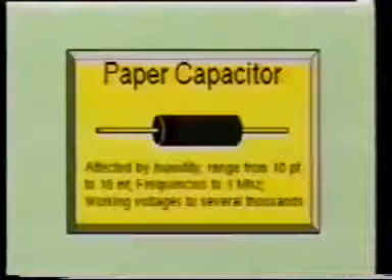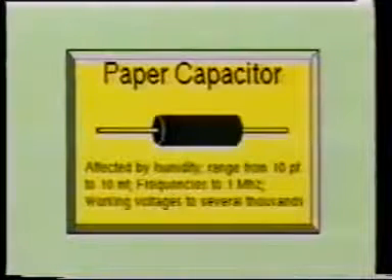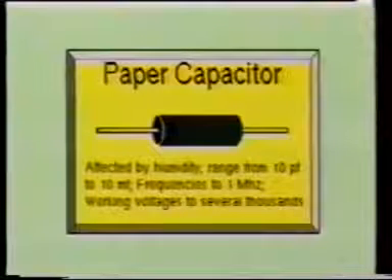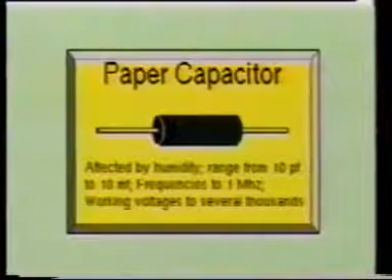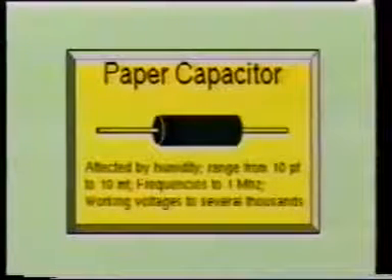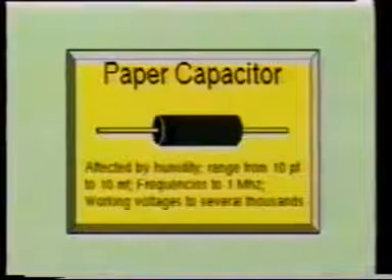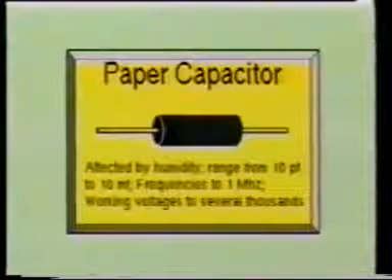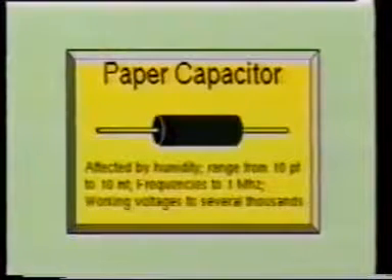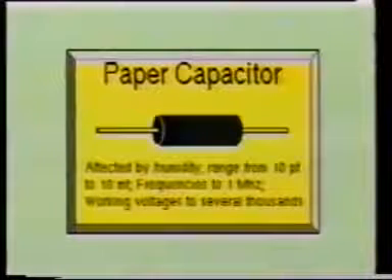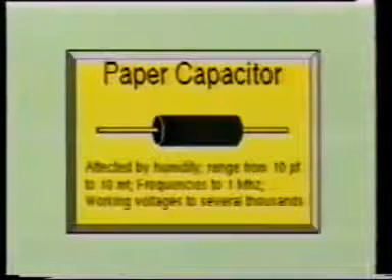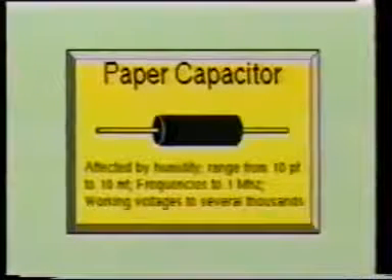This is a paper capacitor. It has fairly low leakage when new, but has a tendency to form moisture inside, which causes the leakage to become very high. It is available in sizes ranging from 10 picofarad to about 10 microfarad. The working voltage of this capacitor will range from 100 volts to several thousand volts. These capacitors are used in frequencies from 100 hertz to 1 megahertz.